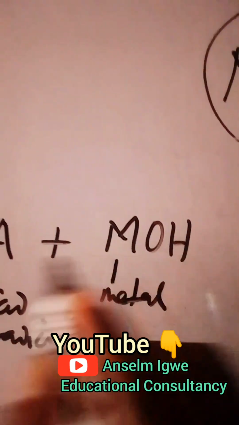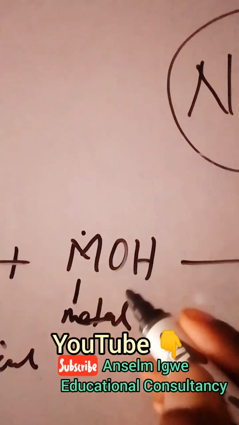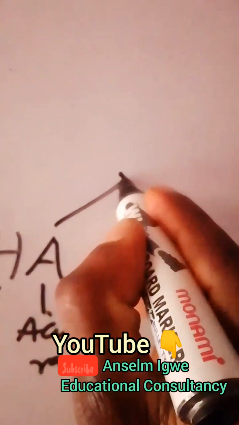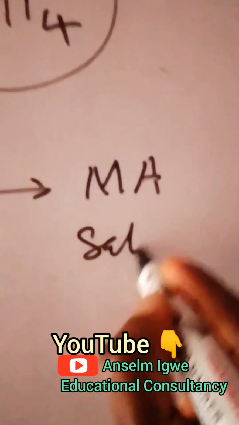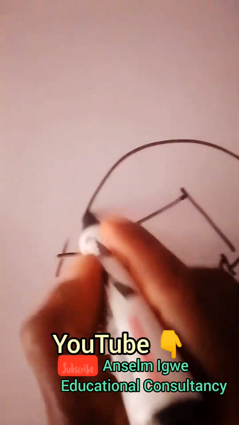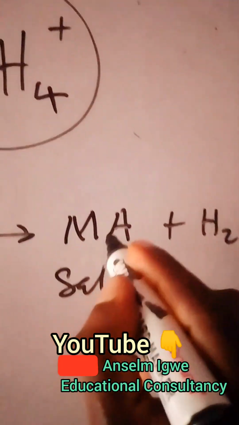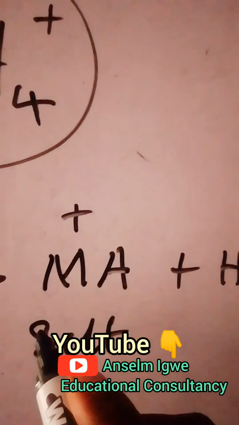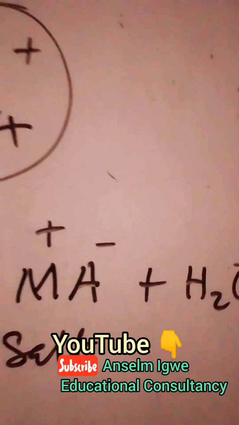So when acid reacts with a base, a salt is formed. The salt is formed from the metallic atom from the base and the acid radical from the acid. So we have MA, which is the salt. The OH will react with H from the acid to form water. This is neutralization. Therefore, a salt is an electrovalent compound containing a positively charged metallic part or ammonium part and a negatively charged acid radical.